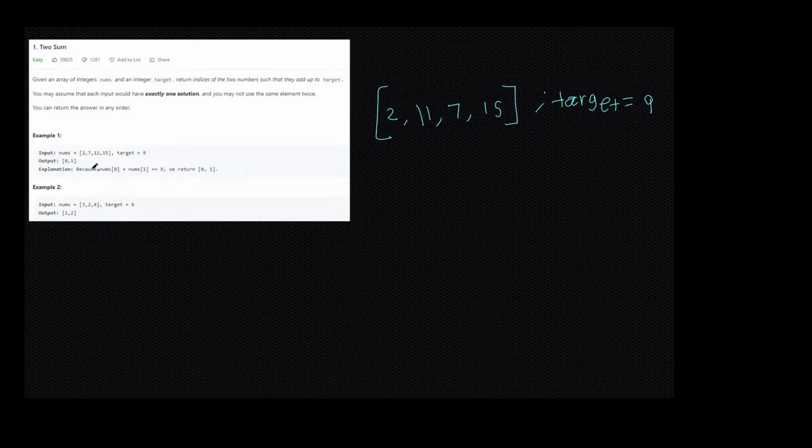Today we're solving Two Sum, one of the most popular interview questions. We're given an array of integers and we need to find two numbers whose sum is equal to the target. The most straightforward way to solve this is fairly simple. We generate every combination of number pairs using two for loops and then check each sum.